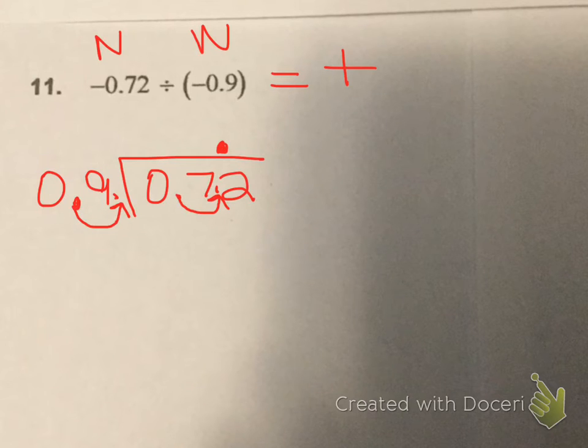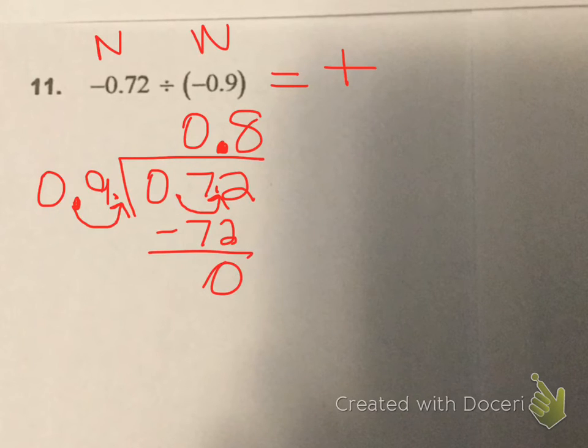So now 7 doesn't divide by 9. That would be a 0. 72 divided by 9 is 8. 8 times 9 is 72. And that's your answer, positive 0.8.